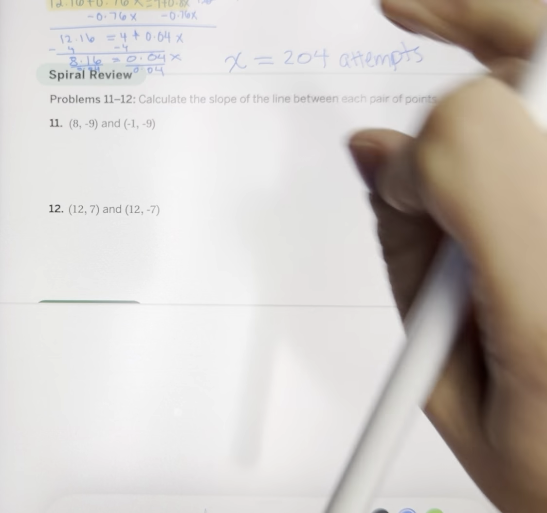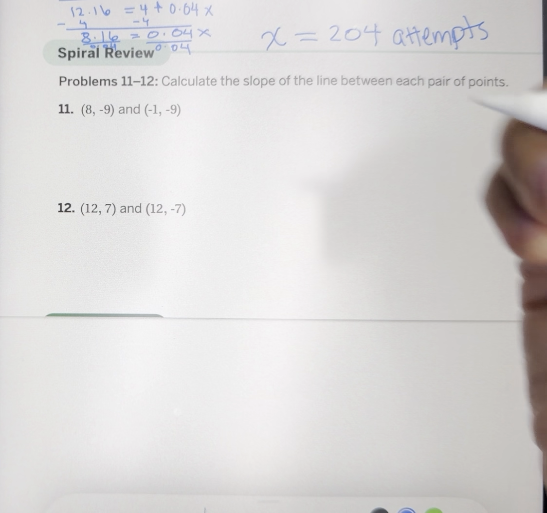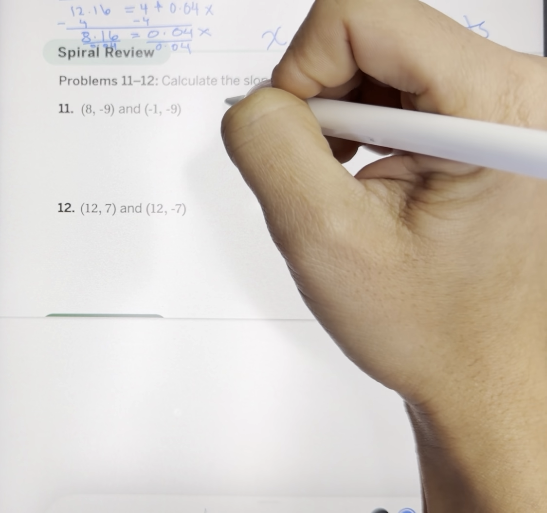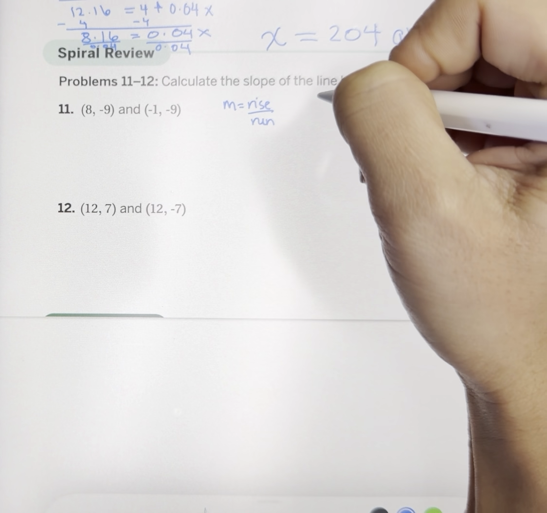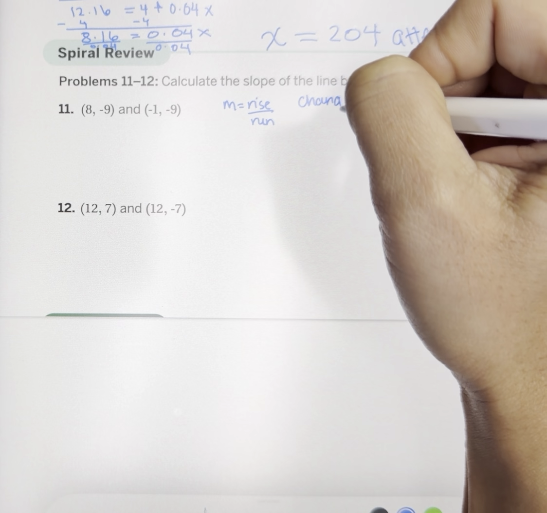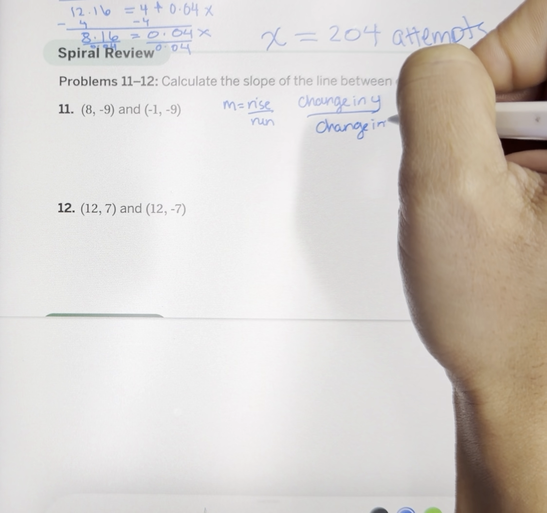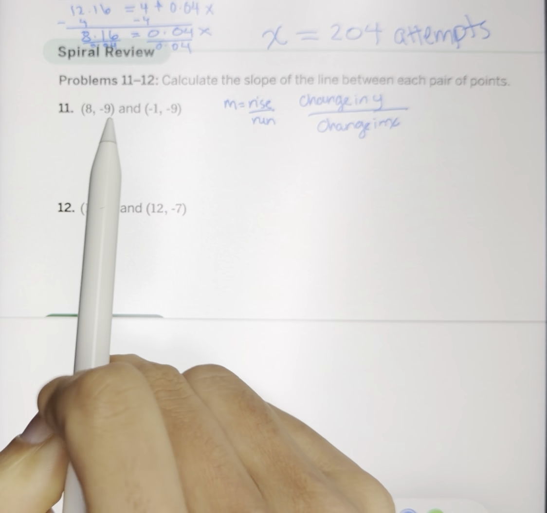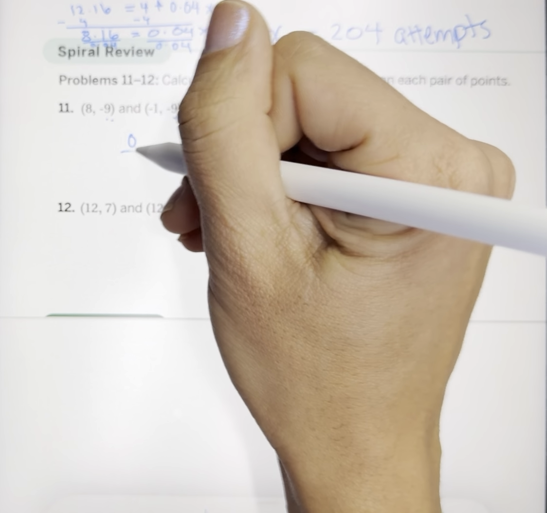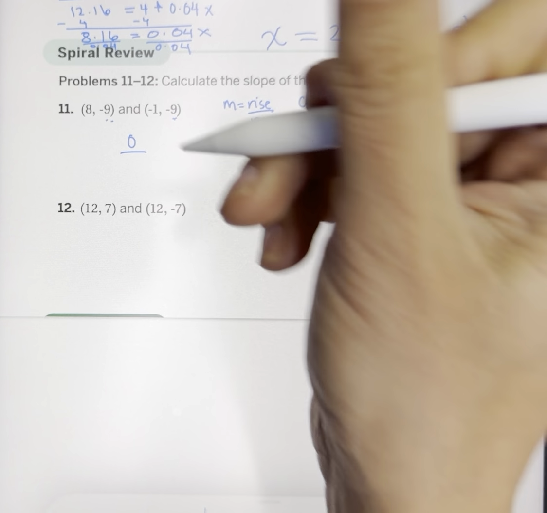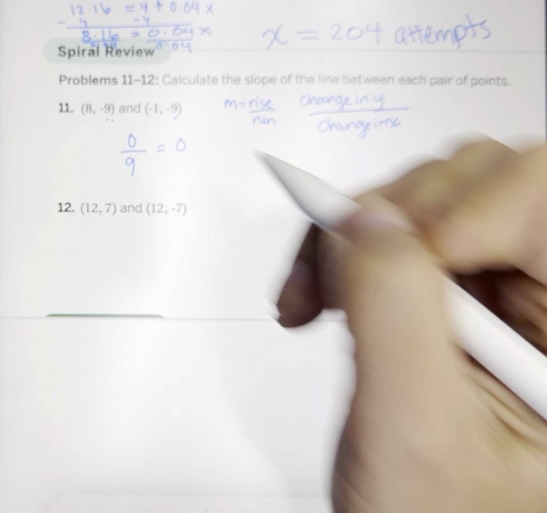Okay, now we're going to calculate some slopes. Slope is rise over run, as we remember. That means I want to see my change in y over my change in x. Conceptually we could look at this and go, oh, my y didn't change, so my change in y is 0, and my change in x is 9, because I went from +8 to -1. That's a 9 difference, and so this is 0.